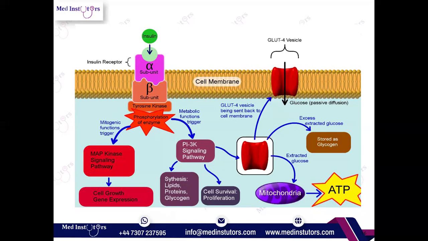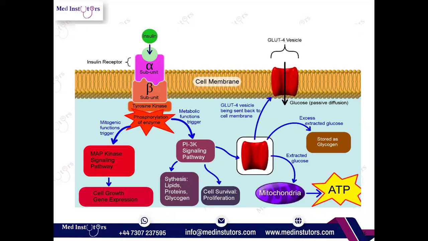So in this case, whenever insulin is activating the insulin receptor, the tyrosine kinase activity results in the mitogenic functions and metabolic functions. So insulin essentially has two functions, mitogenic functions and metabolic functions. The mitogenic function is with the help of the mitogen activated protein kinase signaling pathway, the MAP pathway, resulting in cell growth and gene expression. So insulin is basically an anabolic hormone. Insulin helps in cell growth and gene expression. That is the mitogenic function pathway.